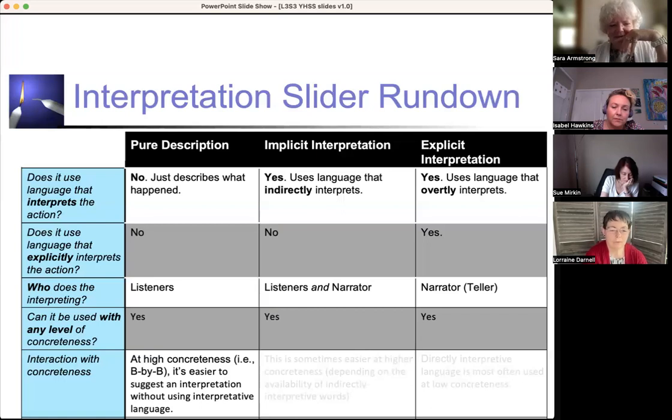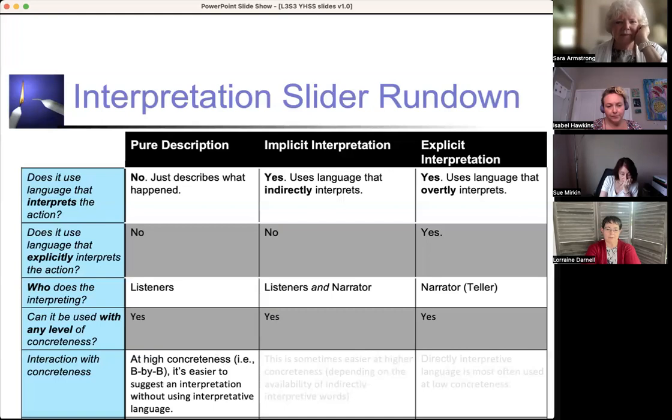So this little gesture of these two lines means that you can go up and down however much you want without influencing the position you are left to right. And if you're doing high enough concreteness, then you can suggest an interpretation without having to use interpretive language. Because if you keep telling enough about what the person is doing, we start to interpret it just from the different combination of those. So that is an interaction with concreteness.